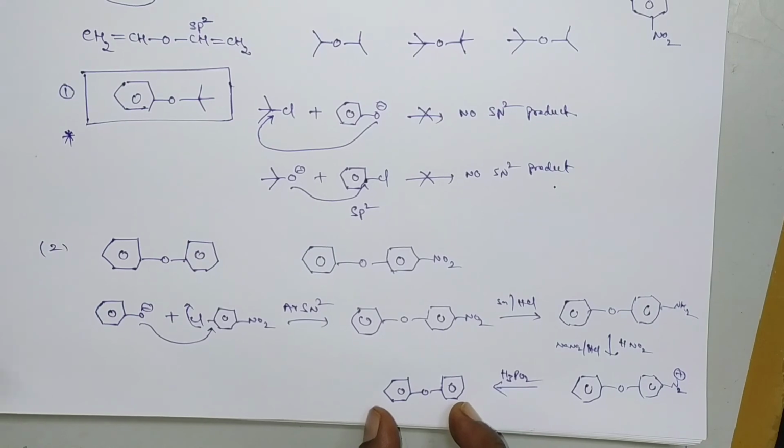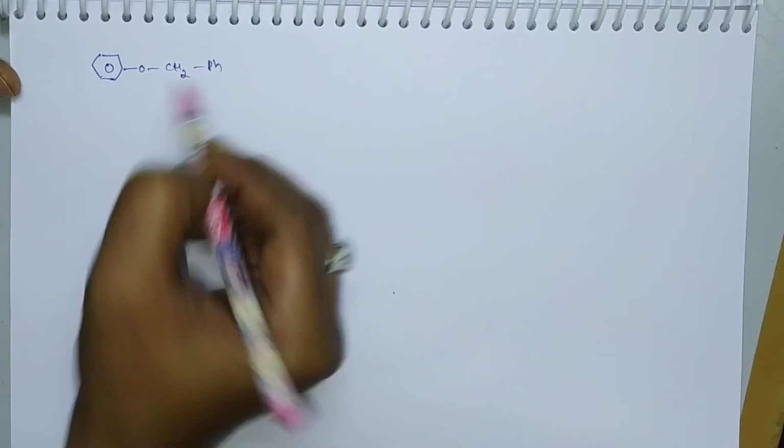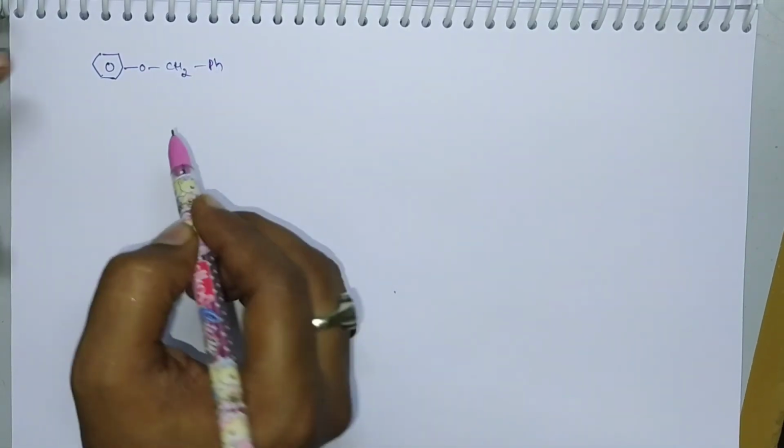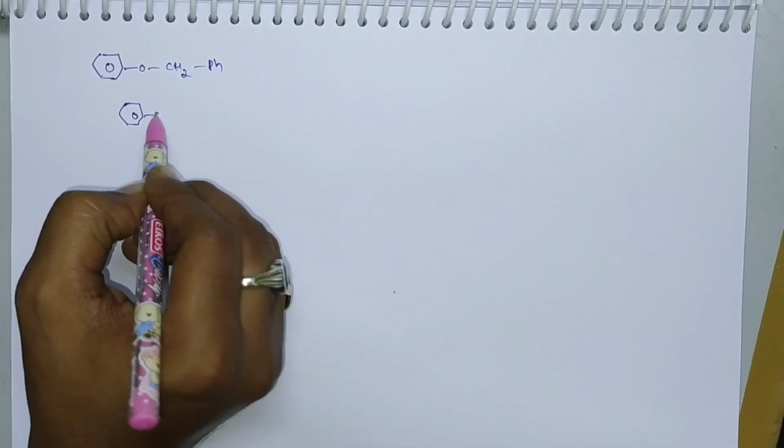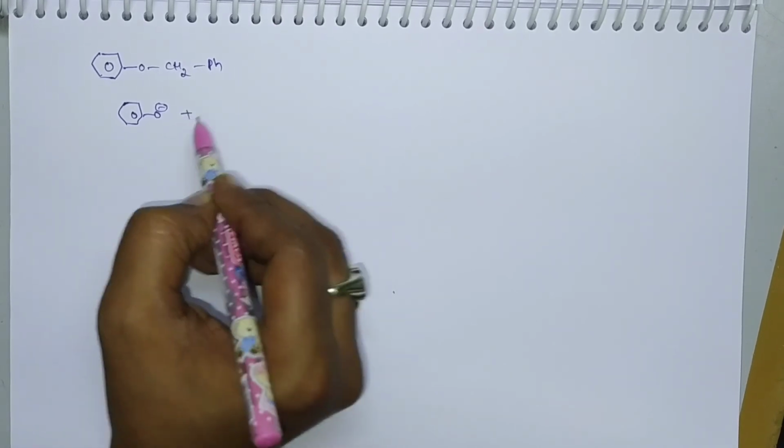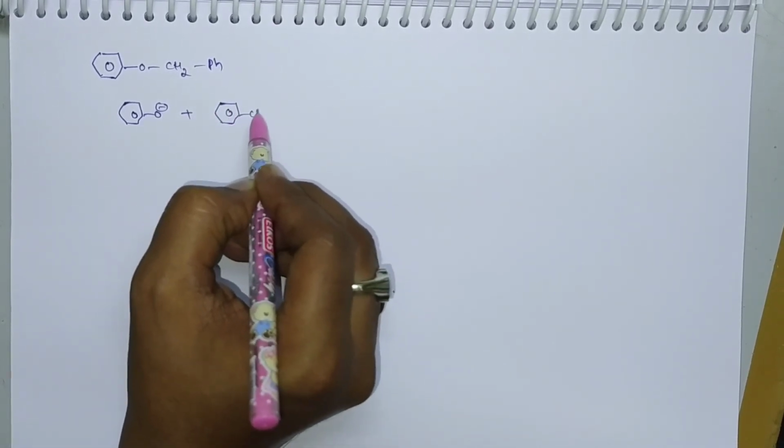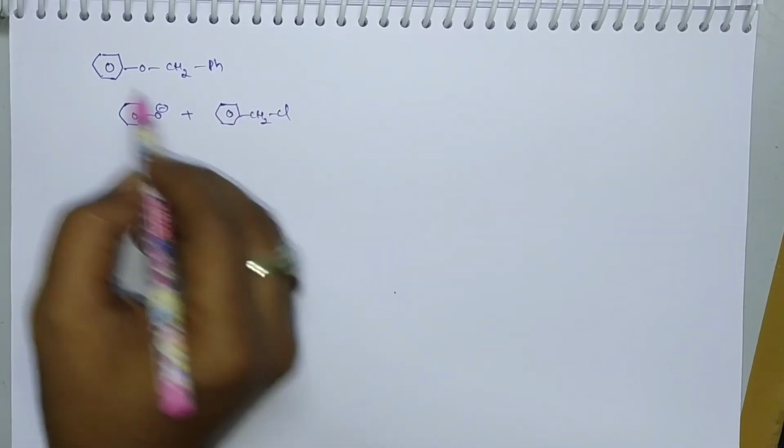Now let us consider another example. Can we prepare this ether or not? This is also another phenyl group. Let us check. Let us consider this is the alkoxide ion, and this is the phenoxide ion. This phenoxide ion reacts with benzyl chloride. If you take benzyl chloride, we can prepare this ether.